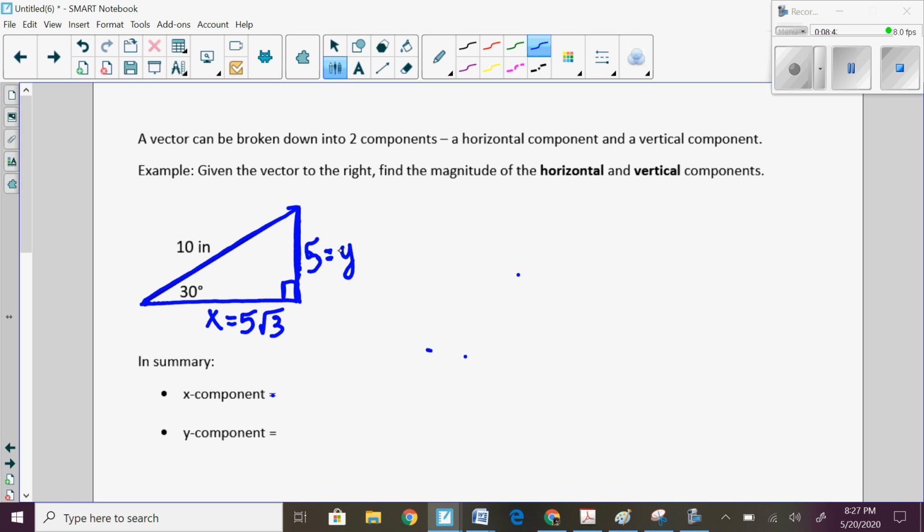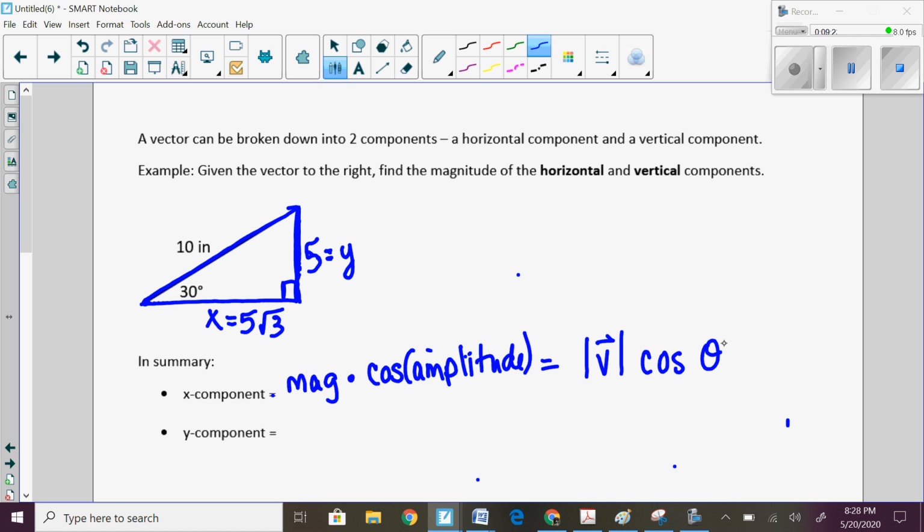Okay, and what we can do here is, in order to find the x component, take the magnitude, or the length of our vector, and multiply it by the cosine of the amplitude. In other words, the direction. Okay, and the way we can write that is magnitude of the vector, I'm calling it vector v, times the cosine of our angle.